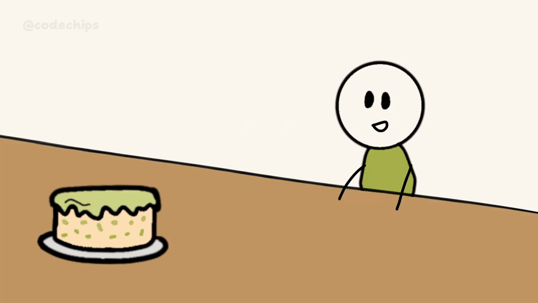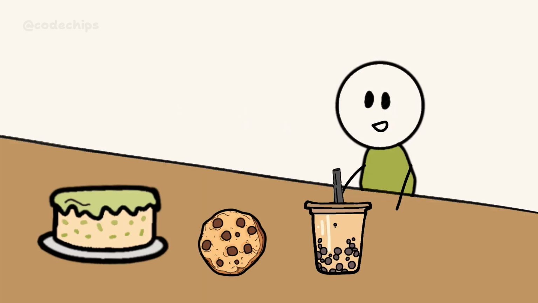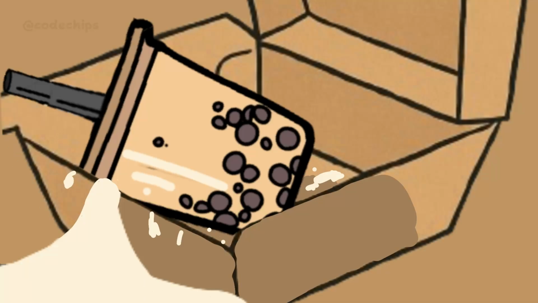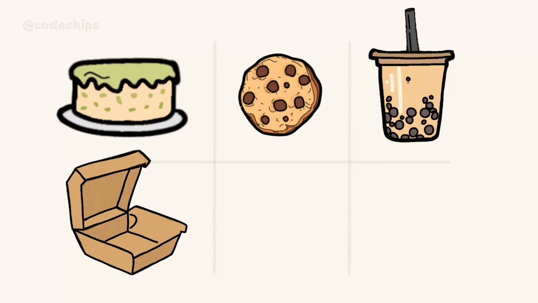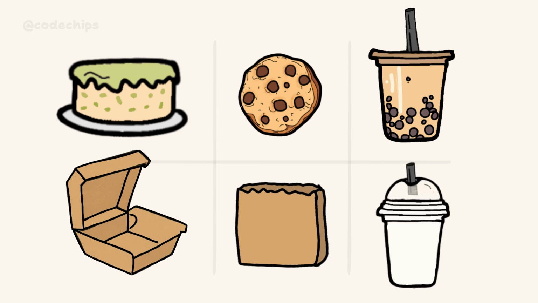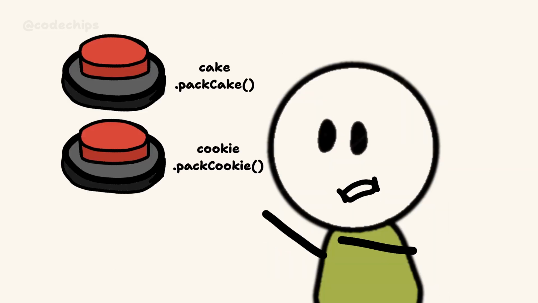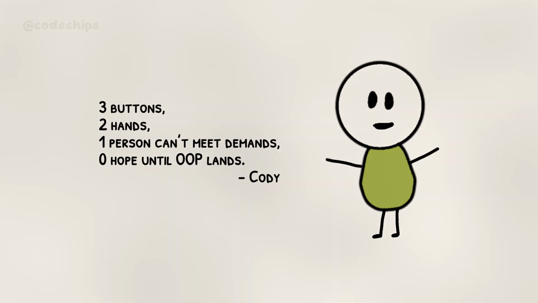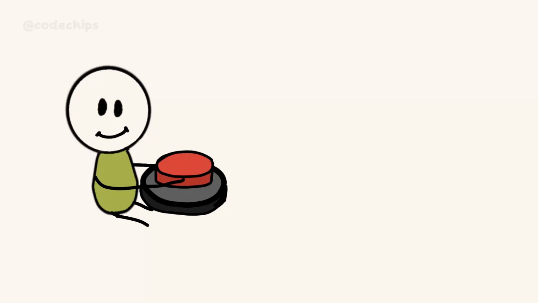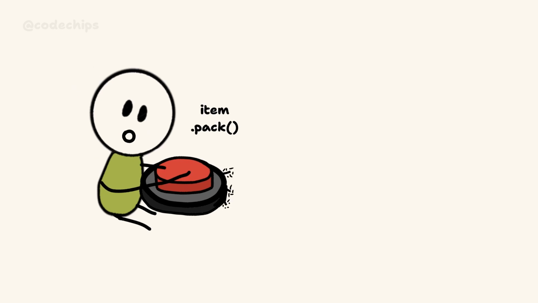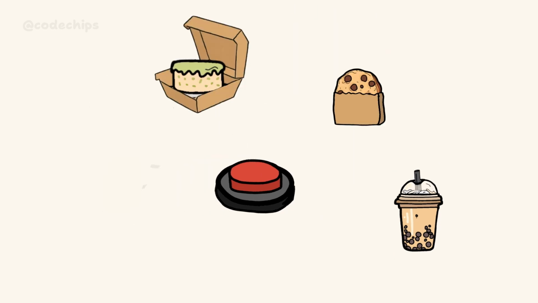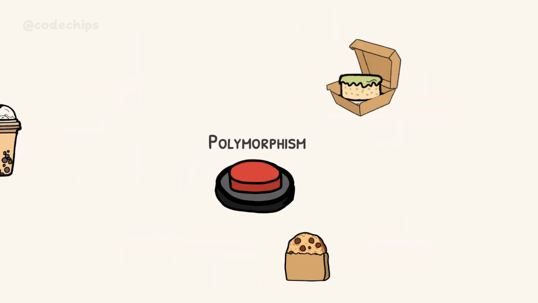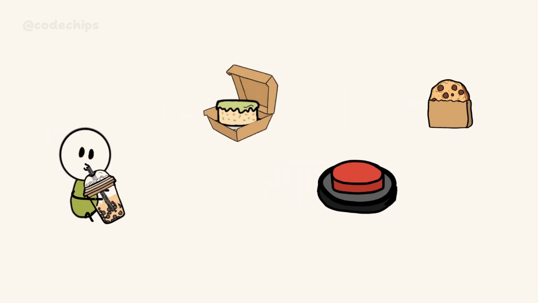Cakes are done. Now let's pack them all with a cookie and a drink. Did anyone order a drippy cardboard shake? Alright, each item needs its own kind of packaging. Cakes go in boxes, cookies in paper bags, drinks in closed cups. Right now, I got 3 buttons, but only 2 hands. Pathetic life, huh? What if we could do it with just one single button and it magically figures out how to pack each item correctly? This magic is called polymorphism. One pack button, but it behaves differently depending on what you are packaging.